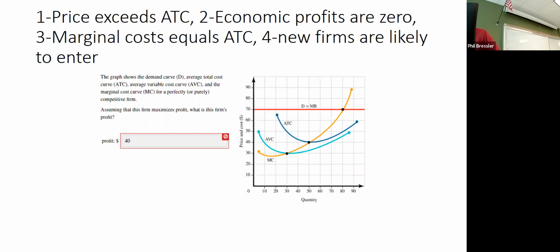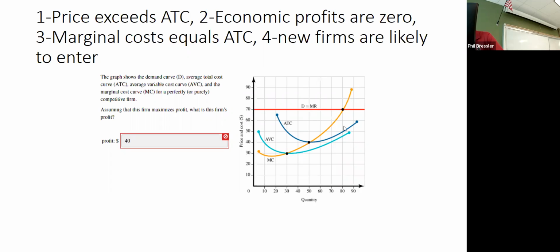1, 2, 3. What do we got? No one? None of them are true? I'm getting 1 and 4. I'm getting 1s and 4s. Okay. All right.